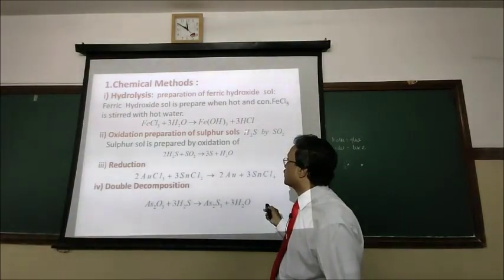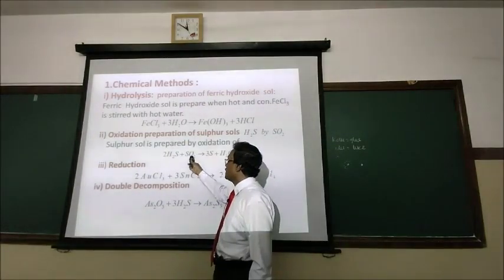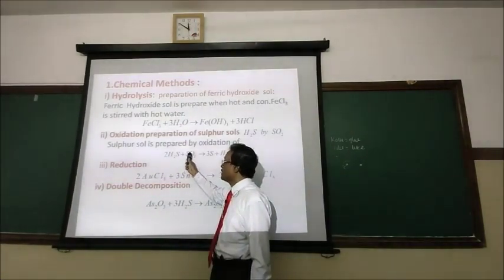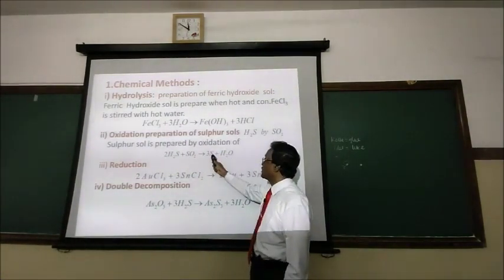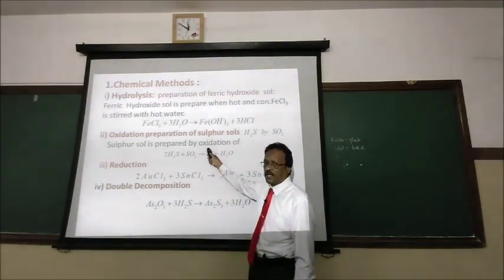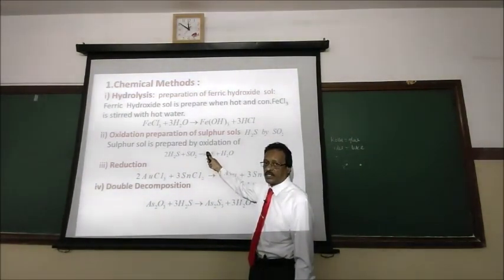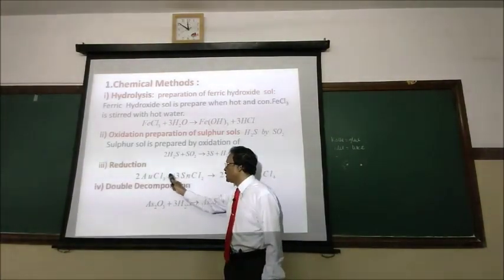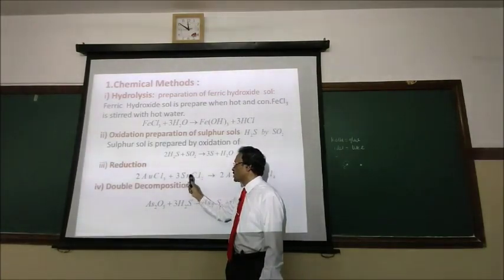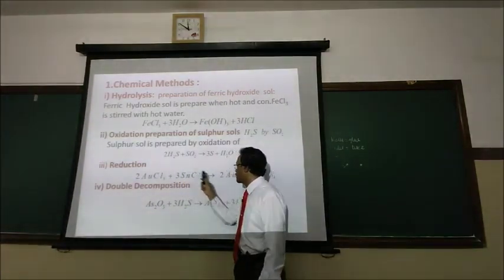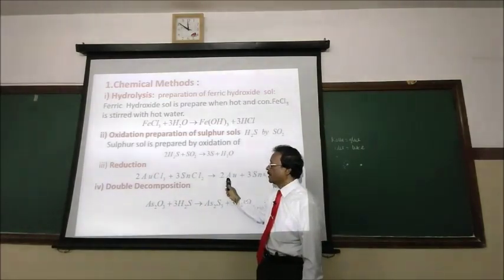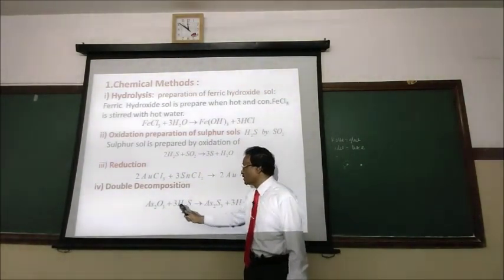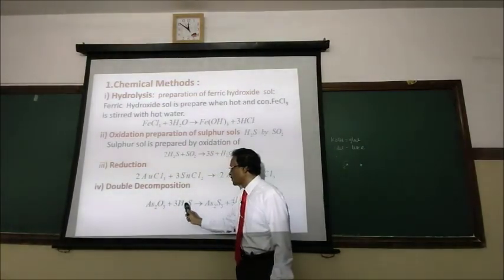Preparation of the sulfur sol. I will take sulfur dioxide and H2S. Pass sulfur dioxide into H2S. Sulfur dioxide is an oxidizing agent and oxidizes hydrogen sulfide into sulfur. Sulfur sol is obtained. Again, multi-molecular colloids, sulfur aggregates to form the colloidal sulfur. And the gold sol: gold chloride, stannous chloride is a reducing agent. This stannous chloride reduces the gold chloride into gold. Gold sol can be prepared by the reduction process.